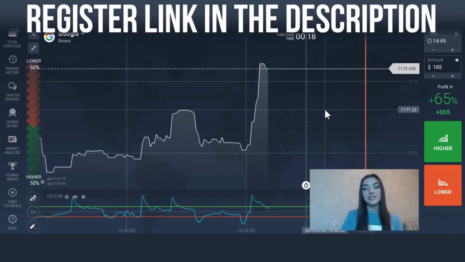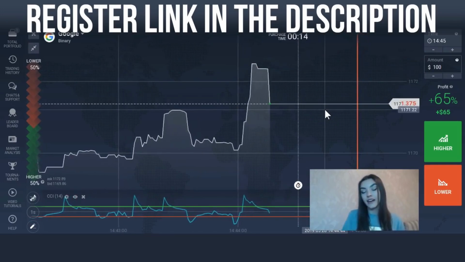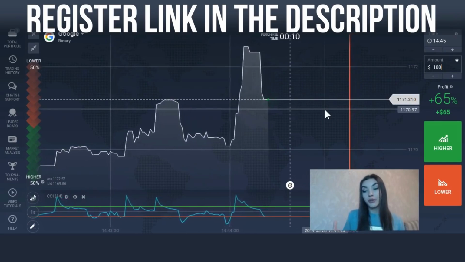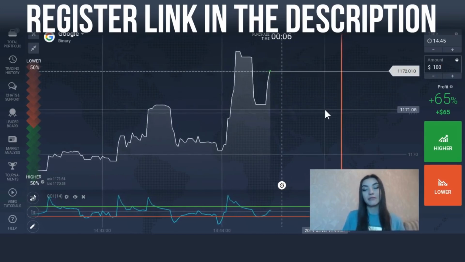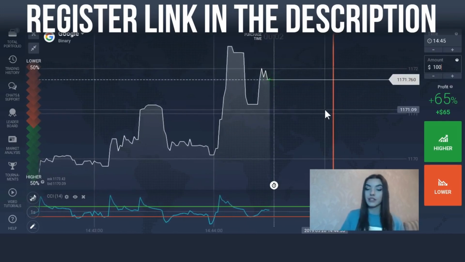My dear followers, today we continue our work with the CCI indicator. I would like to remind you how you should work with this indicator. Usually we have two steps for overbought and oversold conditions.